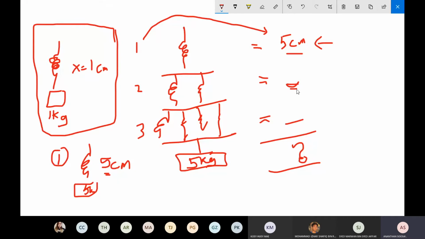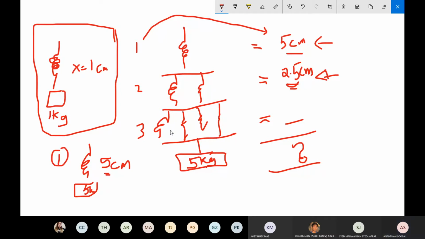Second one, please, anybody can give me the answer. What is the extension for the second one? 2 springs carry 5 kg. 5 over 2. Yes, good. So 2.5 cm. Quite easy. So 2 springs sharing the 5 kg. 5 kg means 5 cm, 2 springs means 5 centimeter divided by 2.